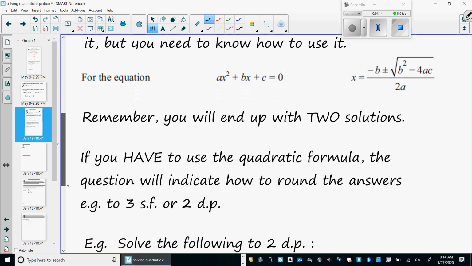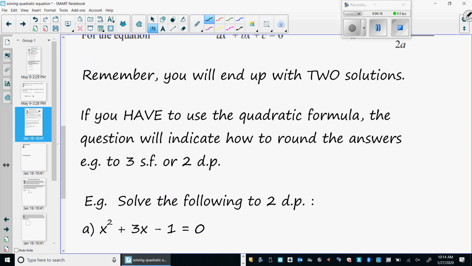And a tip for you is if the question says something like solve this equation, give your answers to three significant figures, that's a heads up that you're going to have to use the quadratic formula, okay? Because you're not going to be able to factorize something if it's going to need rounding. So that's just an exam technique heads up. All right.